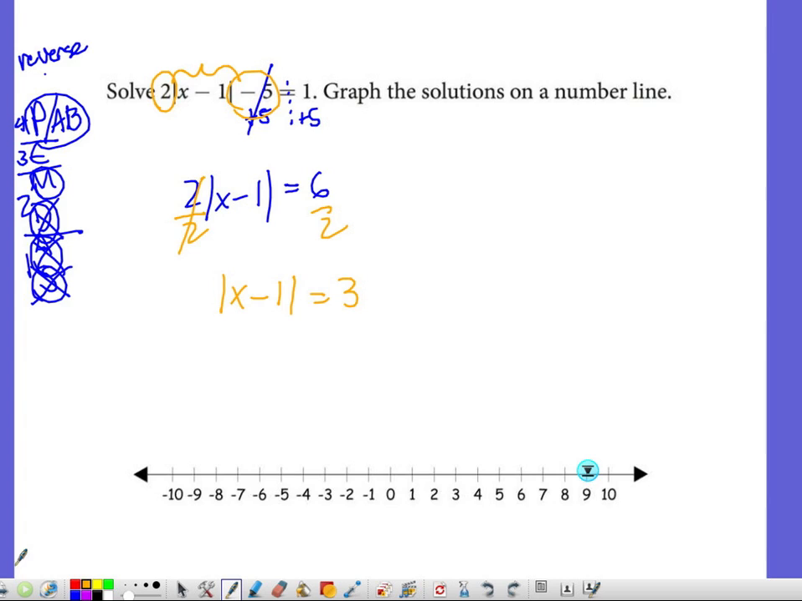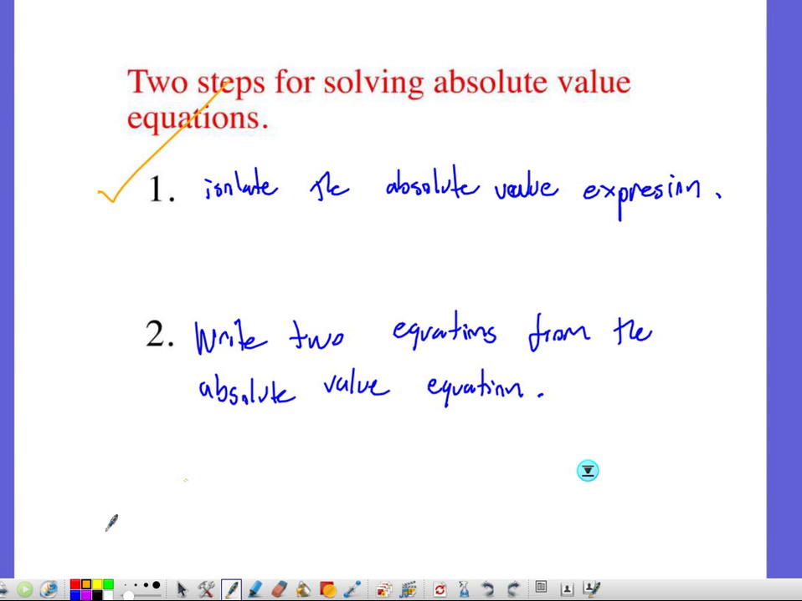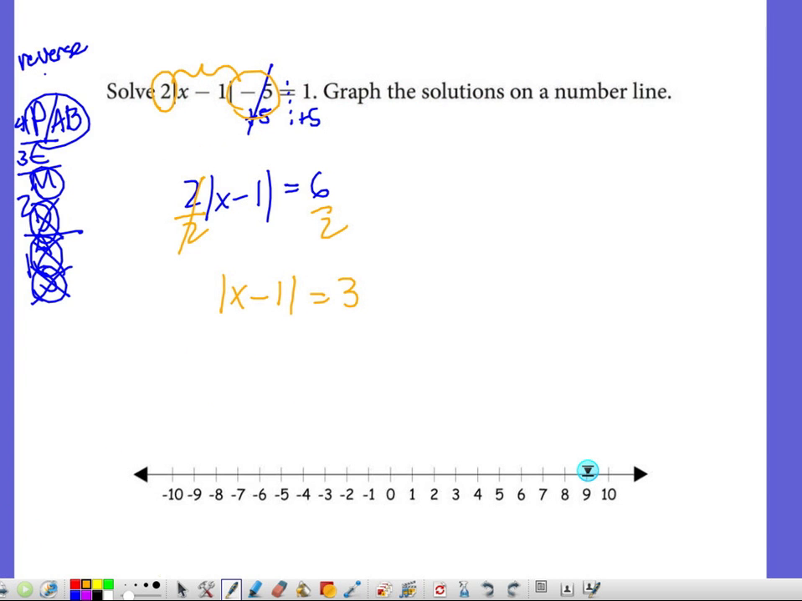Okay, that brings us to step 2. Write two equations from the absolute value equation. That means I'm not going to have an absolute value anymore. I'm going to have basically two equations. And I want to be very specific about this. Basically, whatever's inside the absolute value is going to stay the same. This right here is where the sign is going to change. So that stays the same. That is going to change.